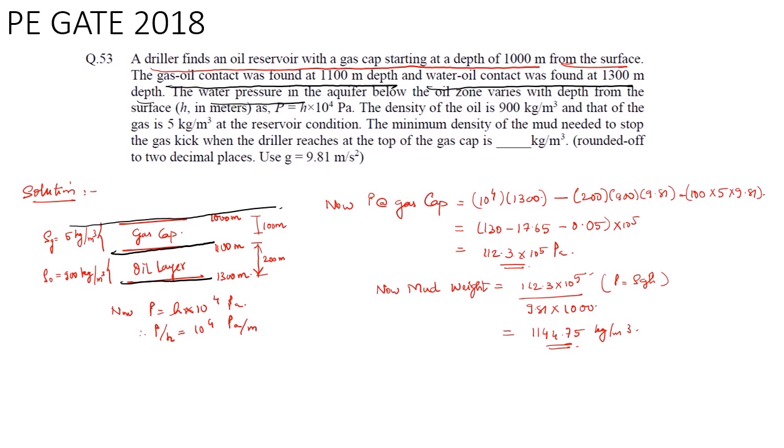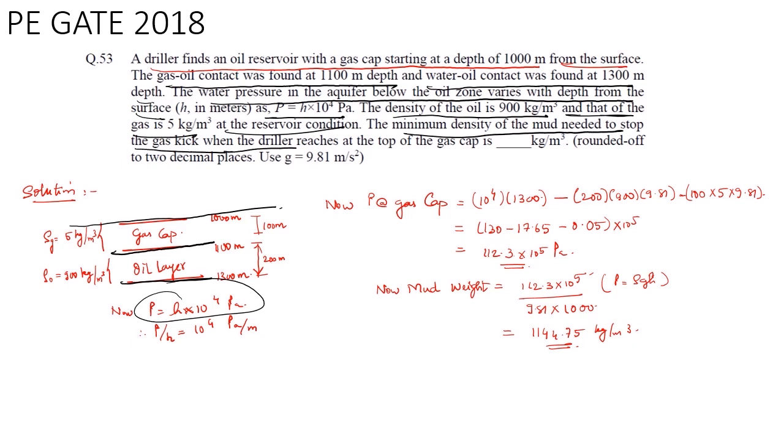The water pressure in the aquifer below the oil zone varies with the depth from the surface as P equal to H into 10 raised to 4. Alright, so this is my pressure variation beneath the oil zone, that is in the aquifer zone my pressure would be H into 10 raised to 4. The density of the oil is 900 kg per meter cube and that of the gas is 5 kg per meter cube at the reservoir condition. The minimum density of the mud needed to stop the gas cap when the driller reaches the top of the gas cap has to be found.